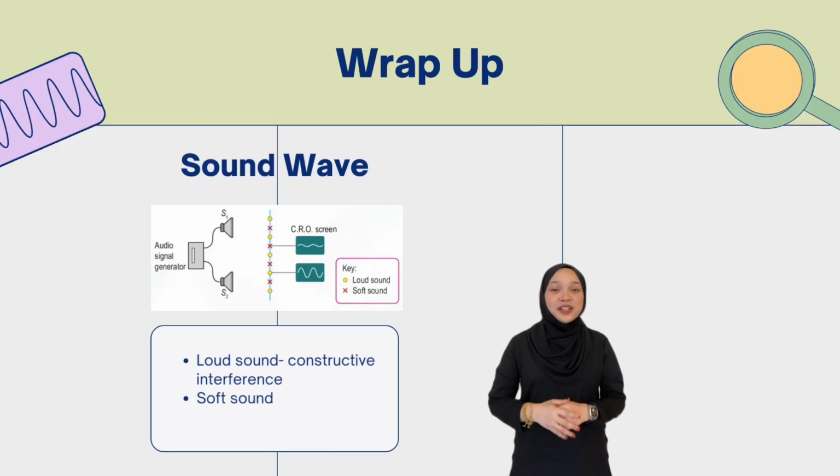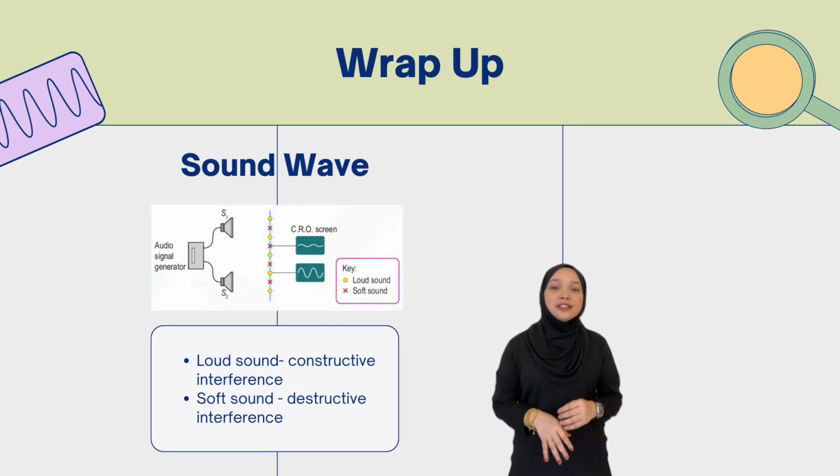Lastly, the interference of sound wave. Sound wave cannot be seen. The observer can only hear loud sound in constructive interference regions and soft sound in destructive interference regions. The figure shows a waveform displayed on a CRO screen, which is a cathode ray oscilloscope screen.